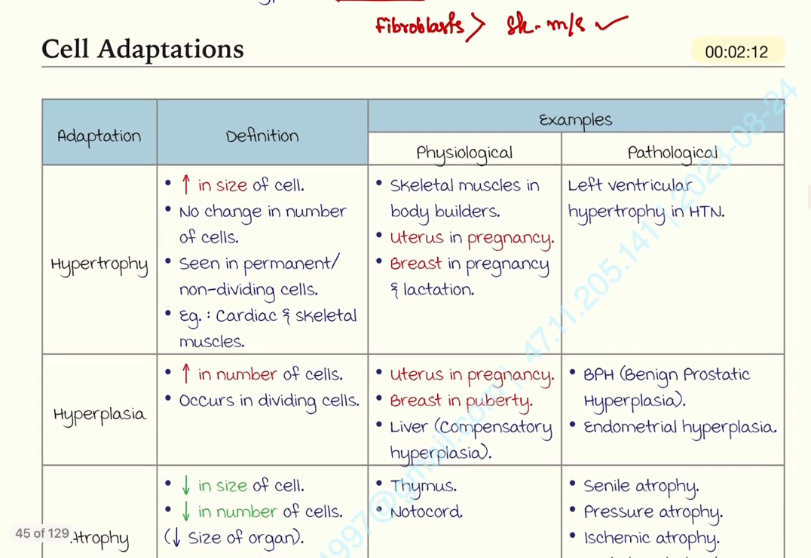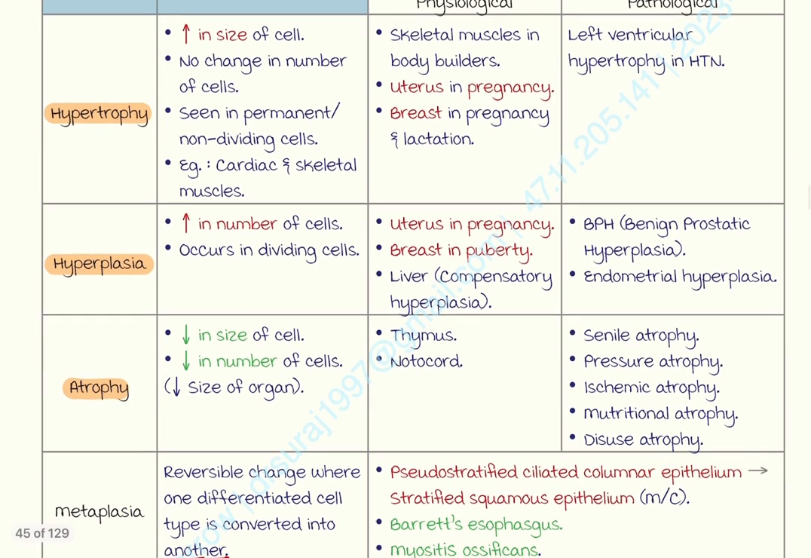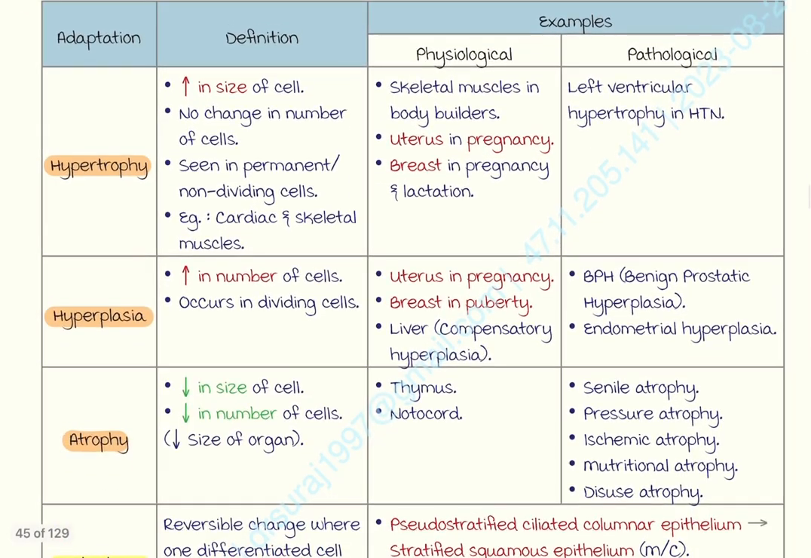Coming to the cellular adaptations, the important ones are hypertrophy, hyperplasia, atrophy, and a very important one, metaplasia. Starting with hypertrophy, this is where the cell size is increasing. And why is the cell size increasing? It is because of increased synthesis of cellular protein. So the cell size is increasing, the cell is going to be bigger.